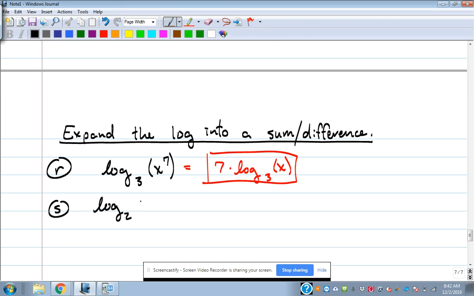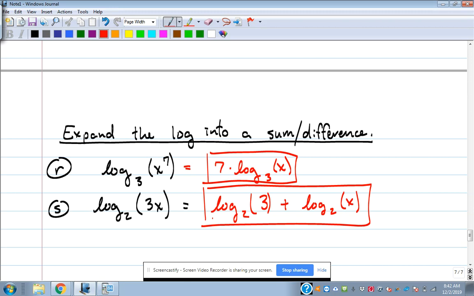Do log base 2 of 3x. Okay. What's going on between the 3 and the x? They're multiplying, so that can be turned into addition. So we're going to do log base 2 of 3 plus log base 2 of x. Nothing I can do to expand that any further, because there's not any exponents or any other operations going on inside of any of the other pieces of logs. We're going to get to some where there's more to do as we go.